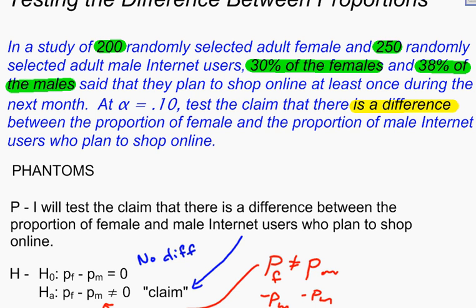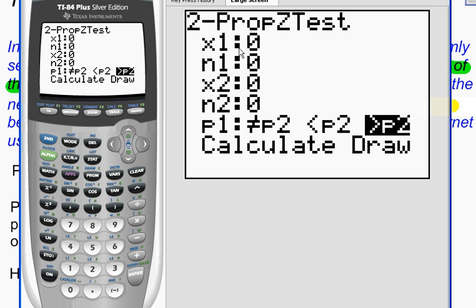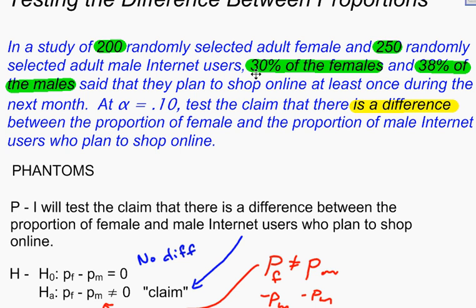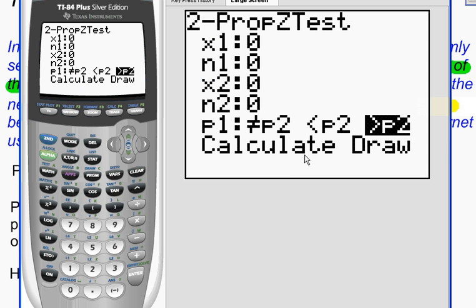So in order to find x sub 1, I'm going to let the 1 be the females, x sub 1 for the females and x sub 2 for the males. Basically what I have to do is take 30% of 200 to get the x sub 1 for the females and 38% of 250 to get the x sub 2 for the males. I've done that ahead of time and I've found those values. If you need some help with that, it's just multiplication. You should be able to multiply.